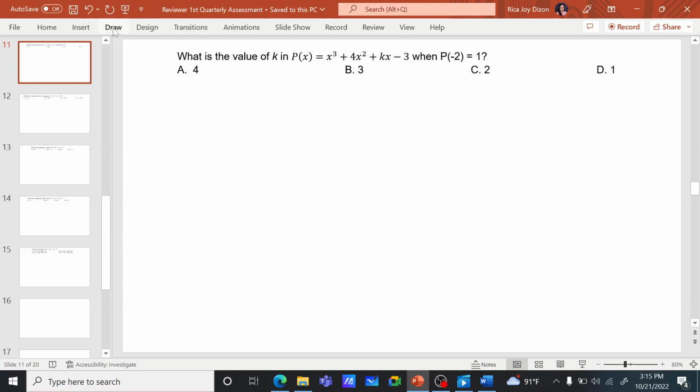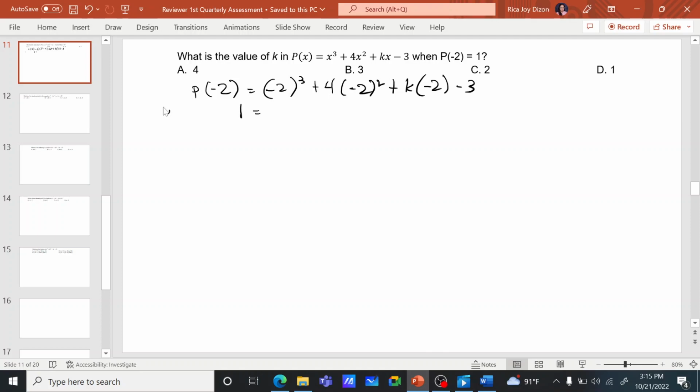So let's substitute negative 2 to our polynomial. All x will become negative 2. That's negative 2 cubed plus 4 times negative 2 squared plus k times negative 2 minus 3. Then if you substitute negative 2 to the polynomial, we get 1 in here. So that's equal to 1.